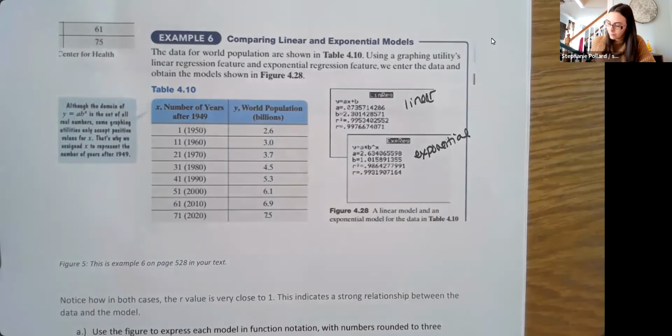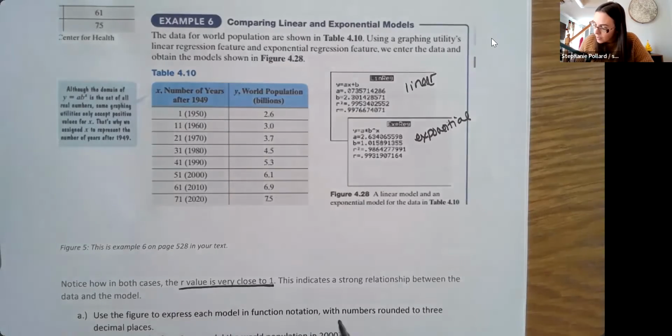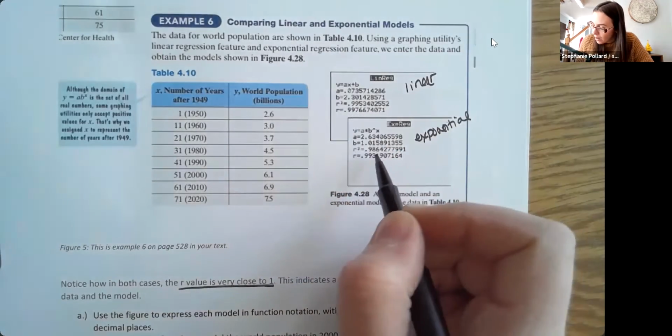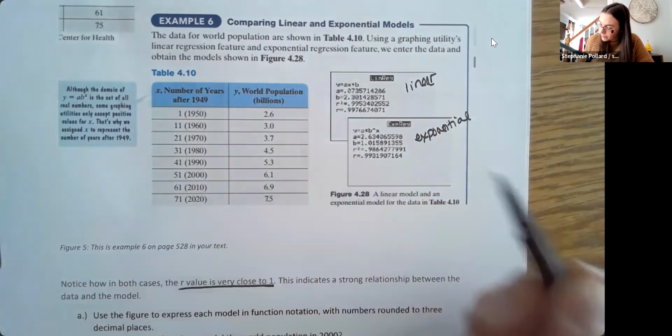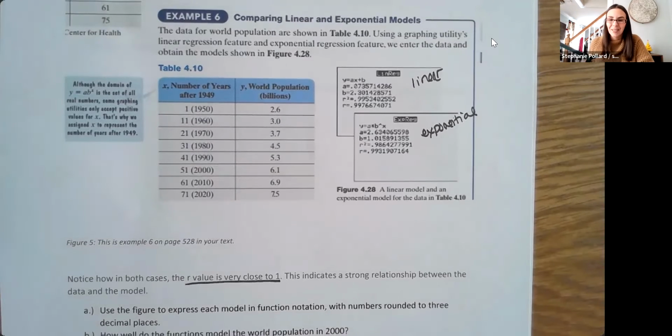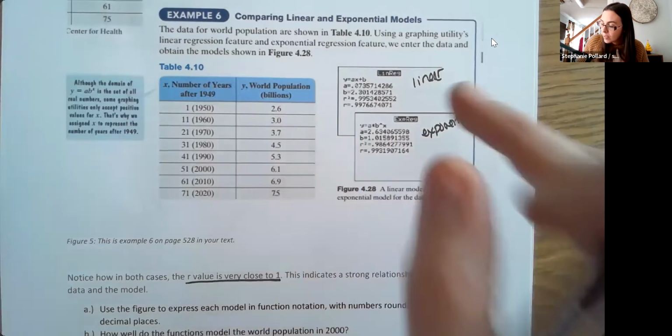So notice how in both cases, the R value is very close to 1. See here how that R value is almost 1, 0.9976. Here that R value is almost 1, 0.993. So actually this indicates a strong relationship between the data and either model. So I guess you could really use either model here to represent that data. It's only for 50 years. So if we expand our data set to more data, then I think that would change. But if we're just focusing on these 50 years, then actually both of these seem to be very good models to represent the data. This one is a bit stronger, right?